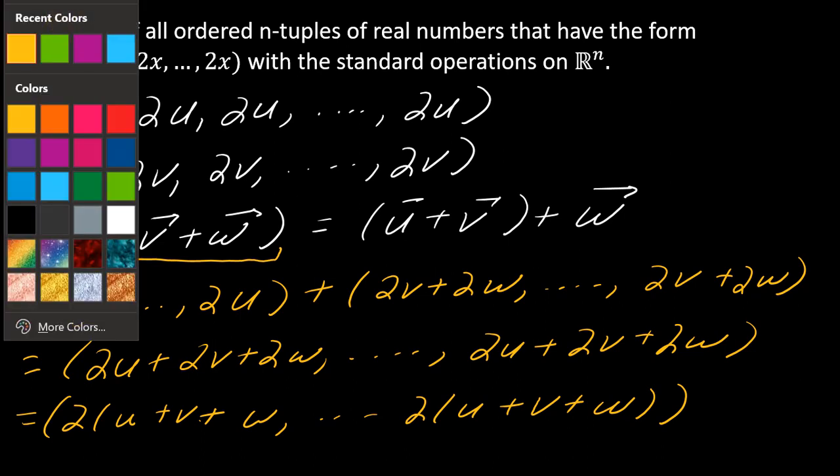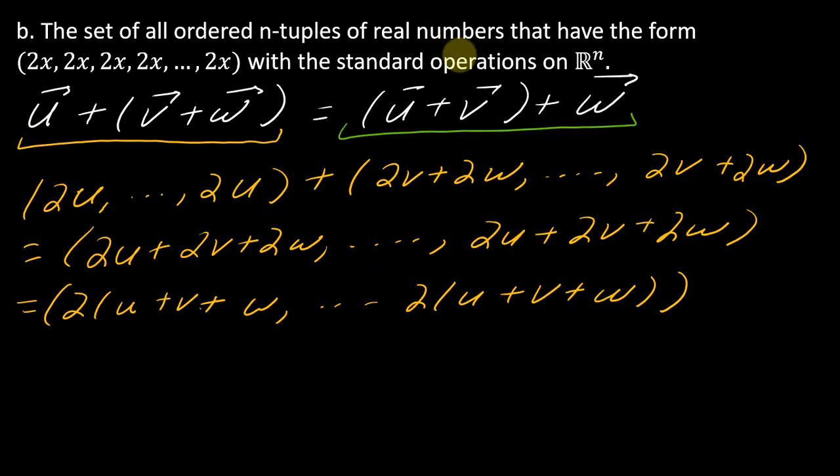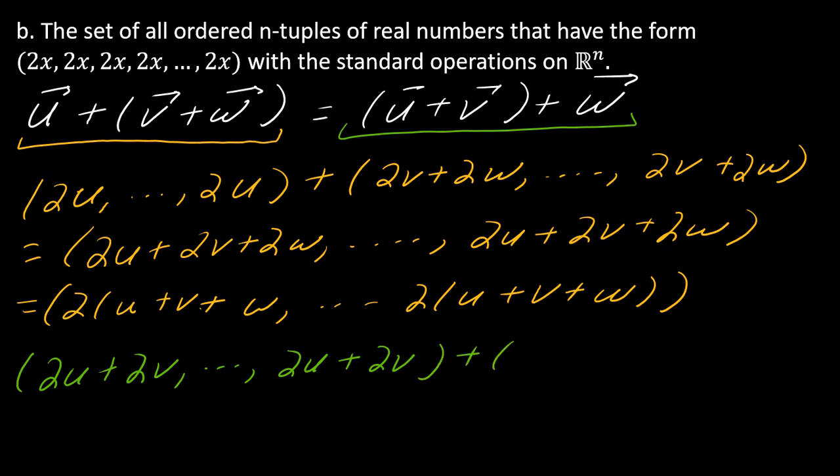Now I'll do the other side in green, so I've got to make myself a little room. I'm going to start with this u plus v and write out what that side is. This is going to be 2u plus 2v all the way down. And then I need to add that to this w. Now if I add these together, what do I get? I will ultimately get something of the form 2 times u plus v plus w.